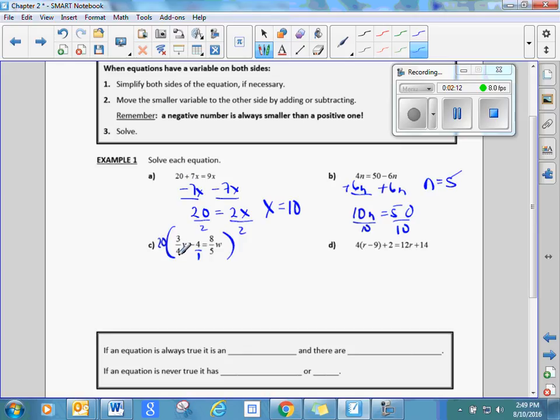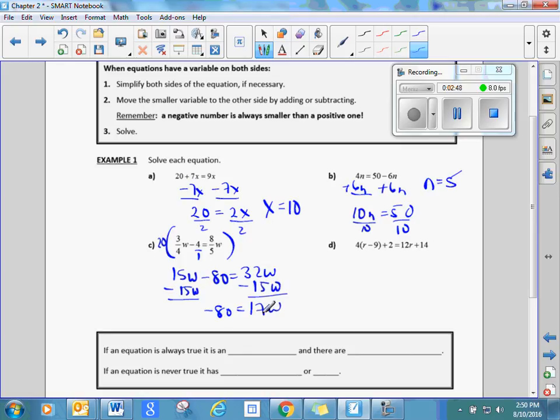When we do that, 4 goes into 20 5 times. 5 times 3 is 15w. 1 goes into 20 20 times. 20 times a negative 4 is a negative 80. And we clear out the third term by saying 5 goes into 20 4 times. 4 times 8 is 32. Now we're ready to get the w's together. We can subtract 15w from both sides, and we end up with negative 80 equaling positive 17w.